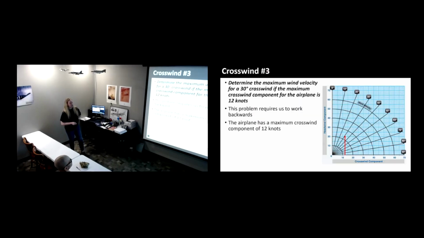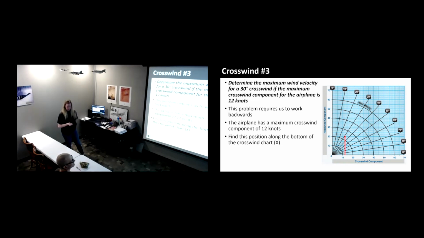All right, so if the maximum crosswind component for the airplane is 12 knots, we have to work the problem backwards. Sometimes you have to do this on the written. There's not a whole lot of questions. So if the airplane's maximum crosswind is 12 knots, we'll find 12 and draw a line straight up. You can go all the way up if you want. We have 30 degrees of wind, so we just figure out where this arc is. Does that make sense? We make an imaginary arc. We interpolate again. And that's about 25, maybe 24 knots.